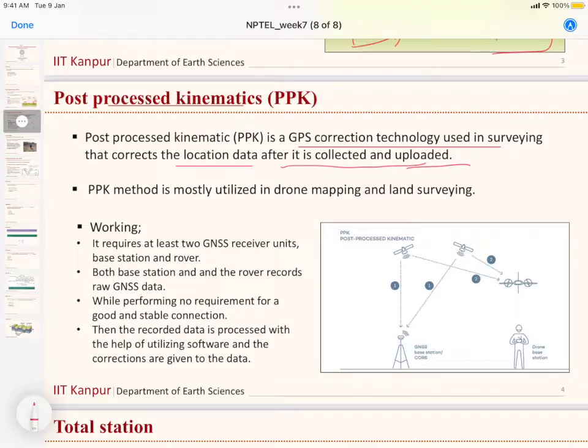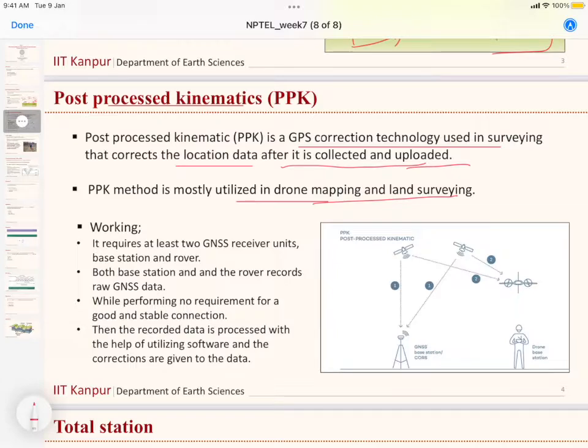So mainly it is utilized in drone mapping and land surveying. Now one can ask, what is the need of this PPK?